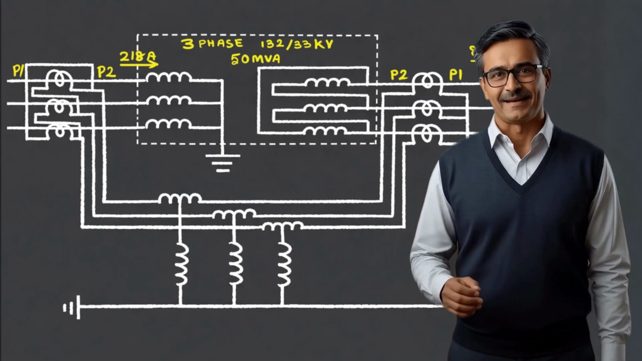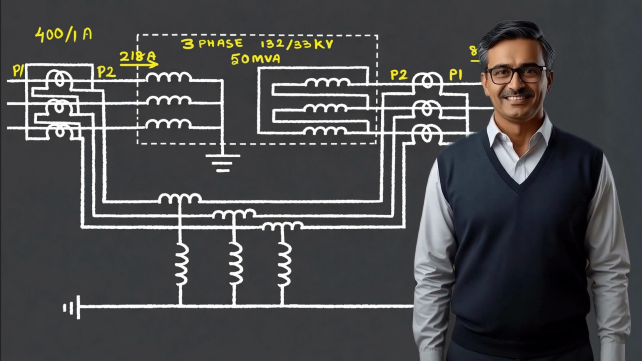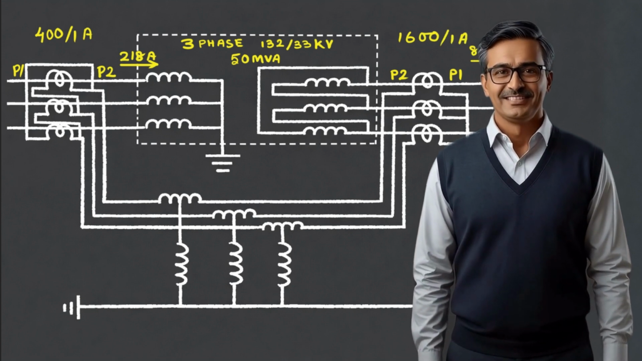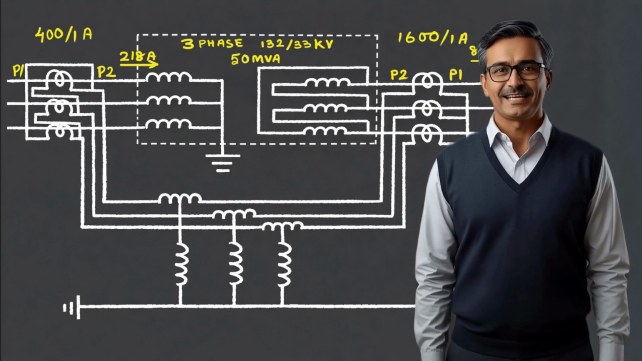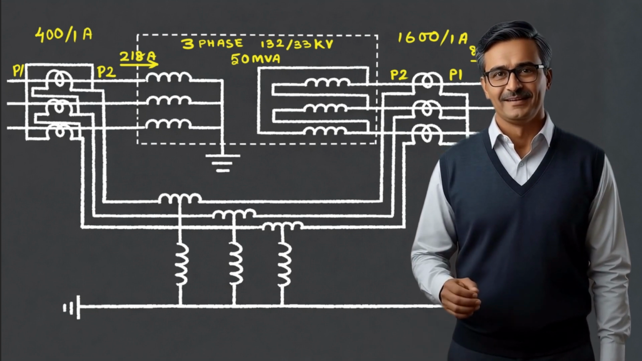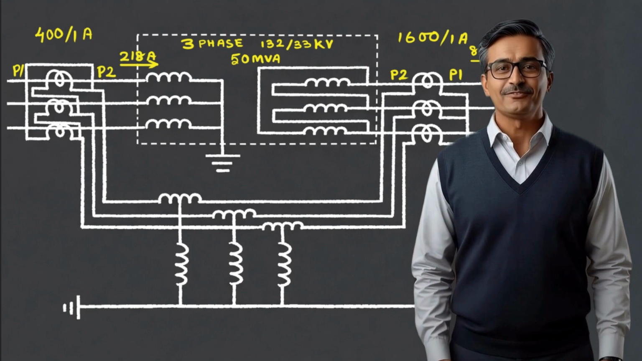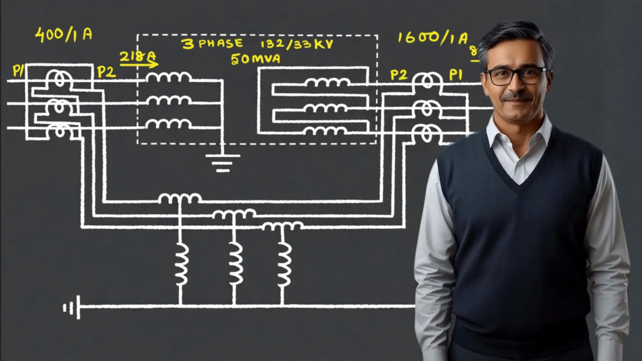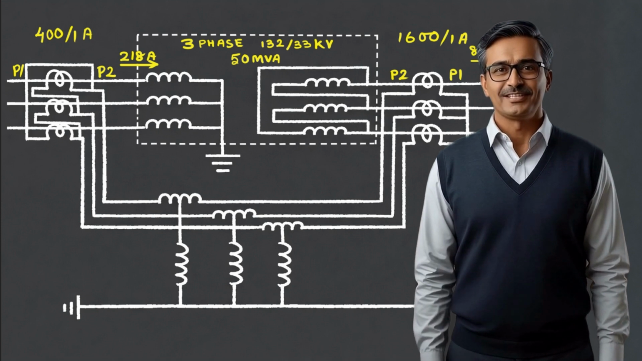On the HV side, the CT ratio is chosen as 400 to 1 ampere. On the LV side, the CT ratio is chosen as 1600 to 1 ampere, which is 4 times the HV CT ratio. This is because the current on the 33 kV side is 4 times higher than the current on the 132 kV side. Therefore, the CT ratios are selected accordingly. At full load, when 218 amps flows on the HV side, 874 amps flows on the LV side. After CT transformation, equal currents appear at the CT secondary circuits on both sides.